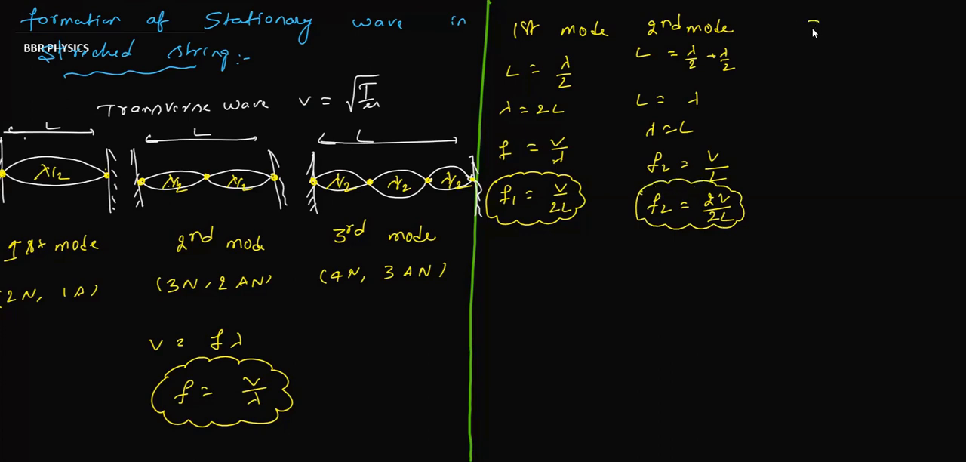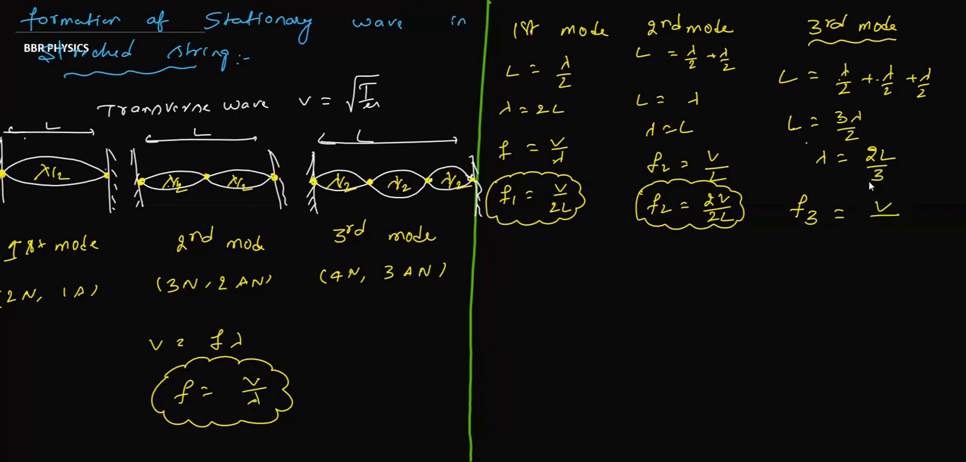Next, the third mode. Here the length is balanced by lambda by 2 plus lambda by 2 plus lambda by 2, which is 3 lambda by 2. Therefore L equals 3 lambda by 2, so lambda equals 2L by 3. F3 equals V by lambda, which is 3V by 2L. This is the second overtone.